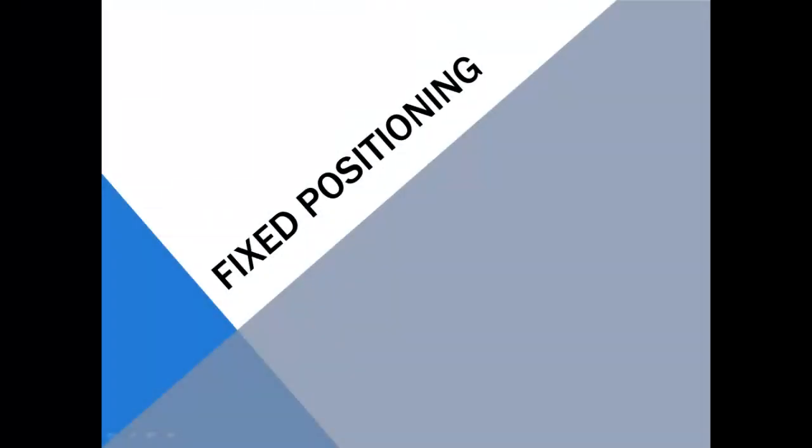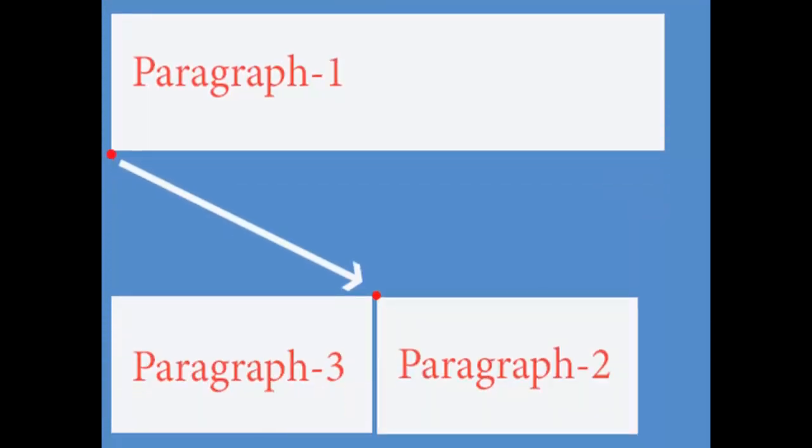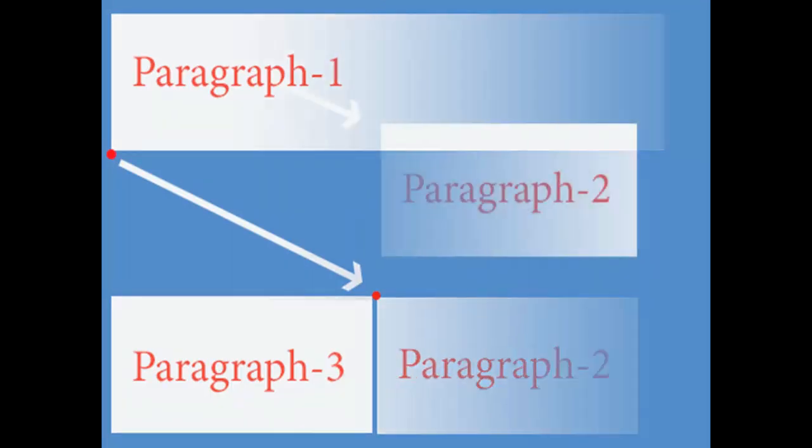As the name implies, fixed positioning places an element at a fixed position within a web page. And as we have seen, to position an element, we need some reference point. In the case of relative positioning, the reference point was the element's default position in the normal document flow. In the case of absolute positioning, the reference point was the element's container. And in the case of fixed positioning, the reference point is the browser window.